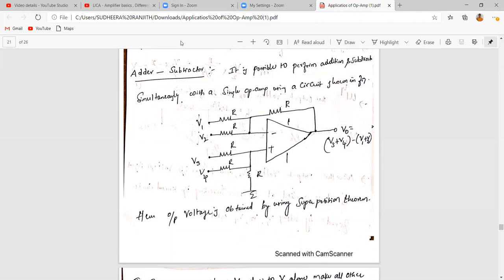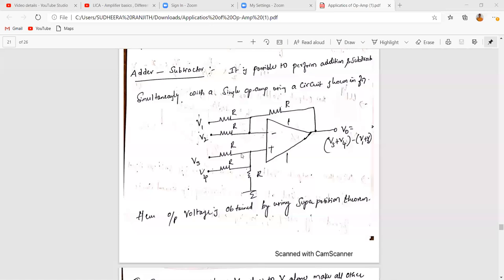Here also, if you observe, these are the outputs of two adders, and this operation is subtraction. So two adders and one subtractor, right? But this can be done by a single operational amplifier. By using a single op amp, we perform both addition and subtraction simultaneously. Before going to do the problems on this circuit, first we'll do some analysis of how it performs both addition and subtraction of the signals, right?